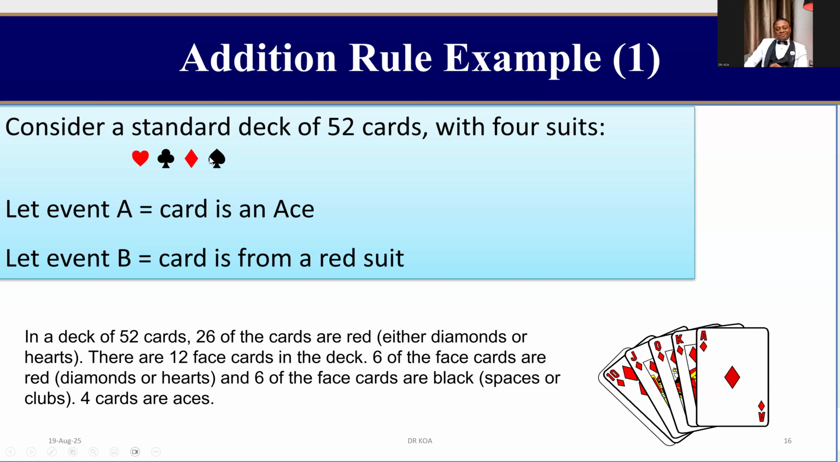Now, there are ranks in them. We have some of the ranks like aces. And then we also have the face cards. The face cards are the jack, the queen, and the king. How many jacks do we have?